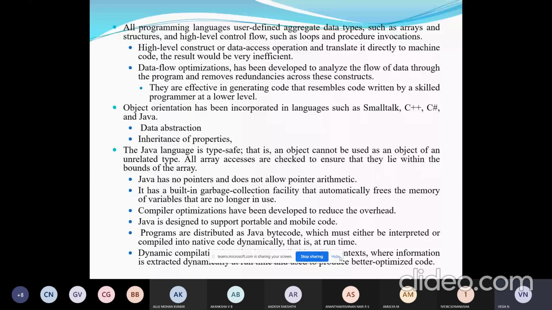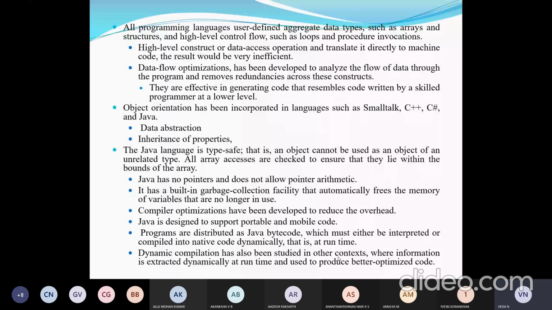Actually, the Java language is type safe, and you know that well. In that case, an object cannot be used as an object of an unrelated type. All array accesses are checked to ensure that they lie within the bounds of the array. That is a main feature of the Java language. Compared with other programming languages, Java has no pointers and does not allow pointer arithmetic. It has a built-in garbage collection facility that automatically frees memory. Compiler optimizations have been developed to reduce the overhead.